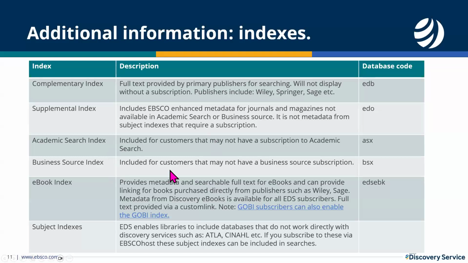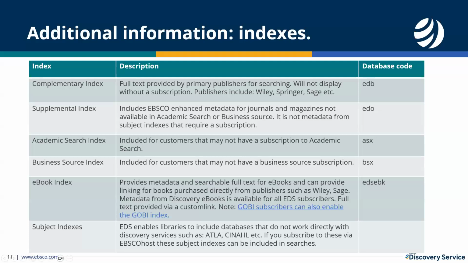So if you don't subscribe to an academic search database, we will enable that index for you. It's obviously not full text, it's just the index, but it provides that searchable metadata, and the same for Business Source. We also include the ebook index as well. And if you are a GOBI customer, we also include a GOBI ebook index. So again, it is metadata, searchable metadata, and it's there for users to be able to search across. And then, of course, we would set up the links for the full text access.